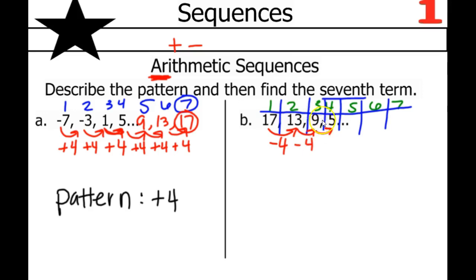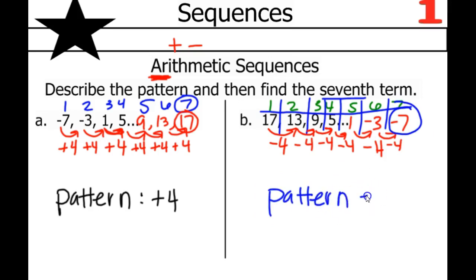13 minus 4, yep, that's 9. 9 minus 4, yep, that's 5. So let's continue. Minus 4 again. 5 minus 4 is 1. 1 minus 4, we're now in the negatives. 4 minus 1 will give you 3, and there's more negatives, so -3. If I subtract 4 again, a -3 and a -4 is now -7. So our pattern was subtracting 4, and our seventh term was listed there. It's a -7.